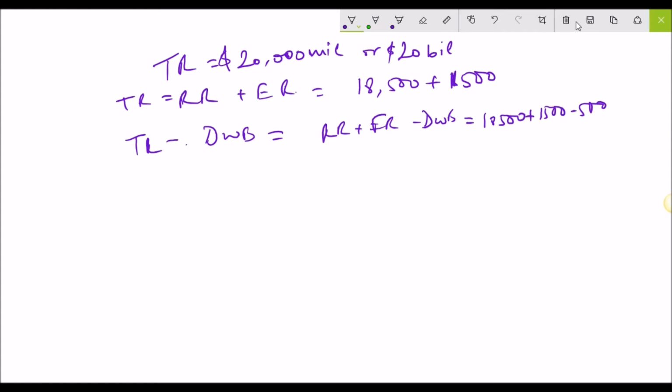The net free reserves is therefore $1 billion, or 1,000 million, of which the excess reserves is $1,500 million and the discount window borrowing is $500 million. Therefore, the net free reserves is equal to $1,000 million.